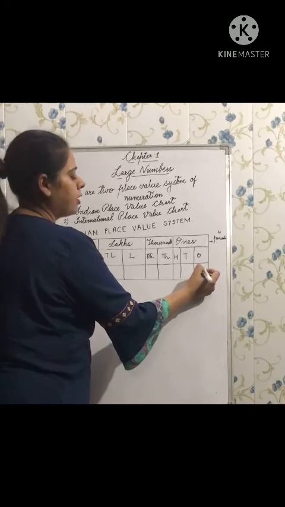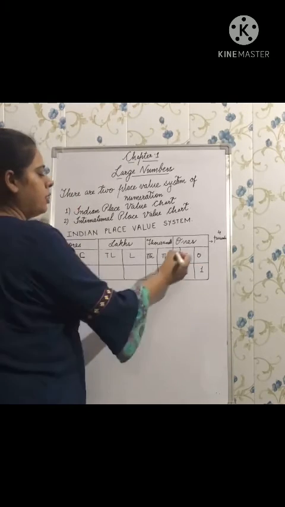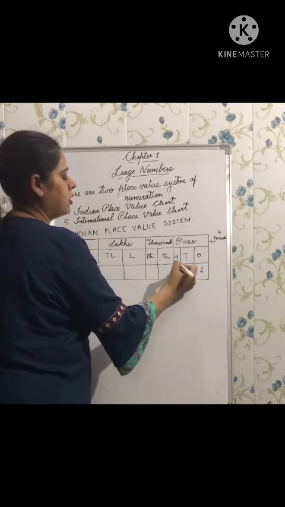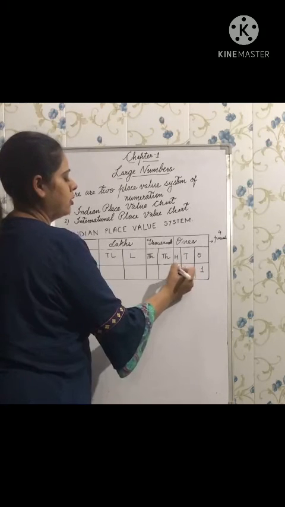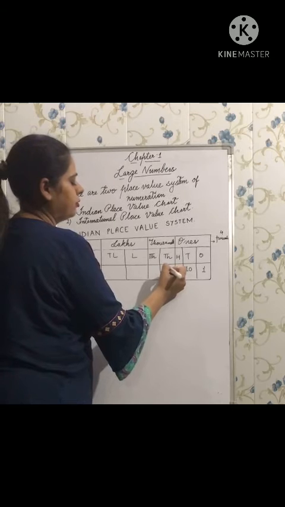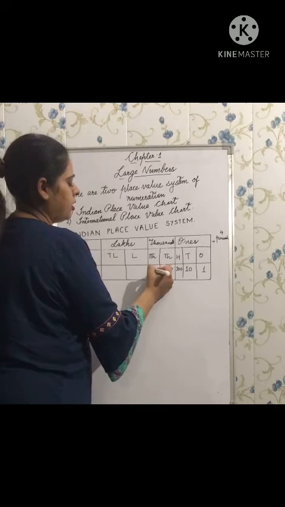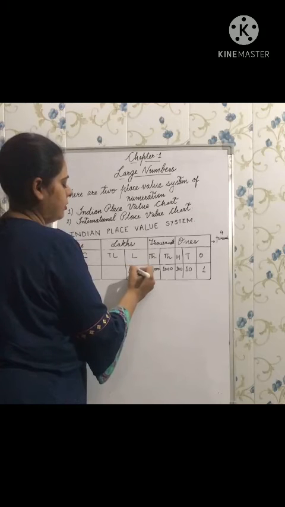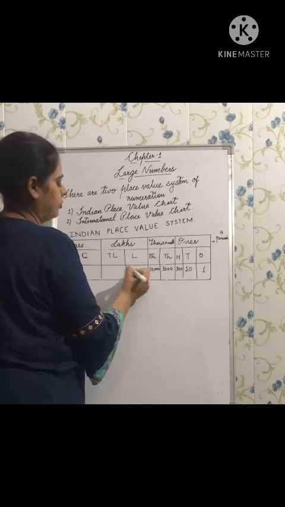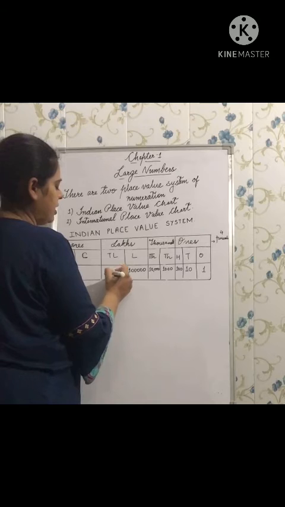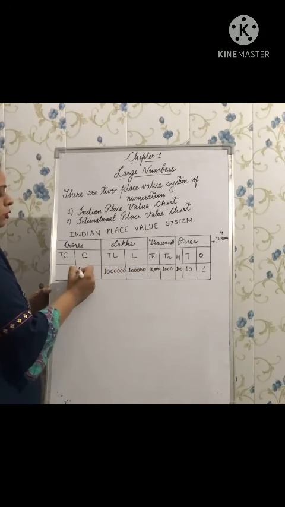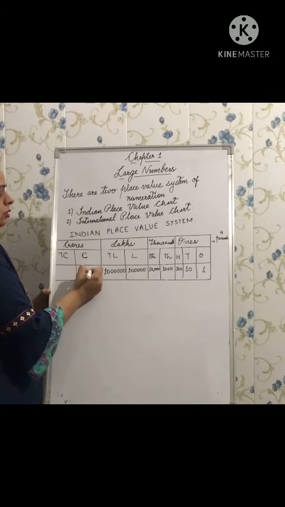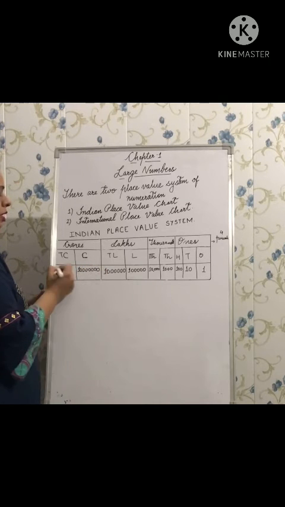Ones, you can write it as 1, tens, then 100, then 1000, 10,000, lakh, 10 lakh, crore, and finally 10 crore.